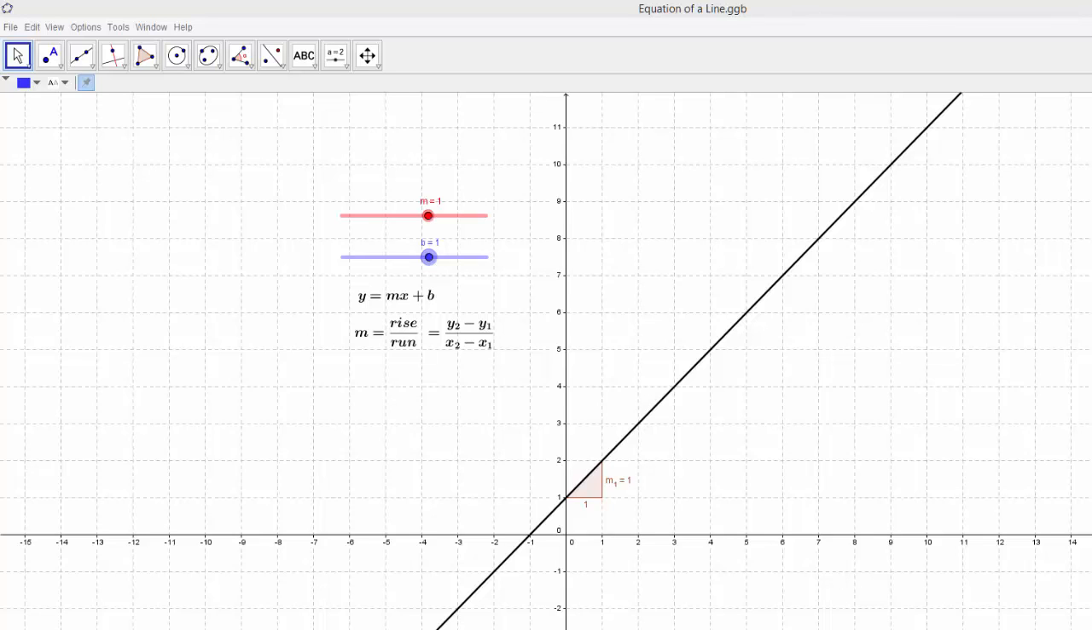Welcome back, everybody. This is tutorial 11 in our Learning to Use GeoGebra series. Today we're going to learn how to use GeoGebra to study the properties of the derivative.